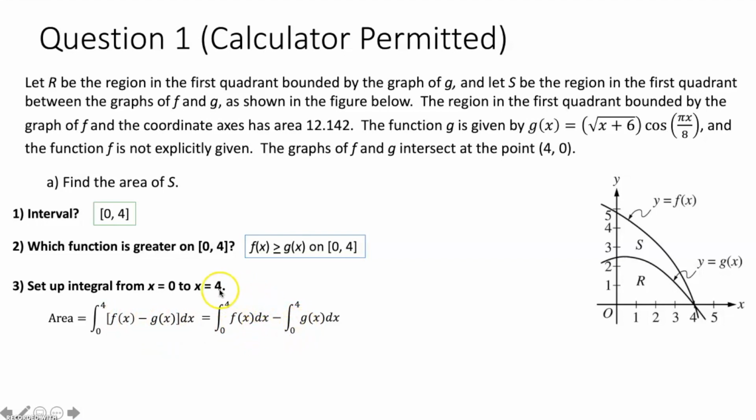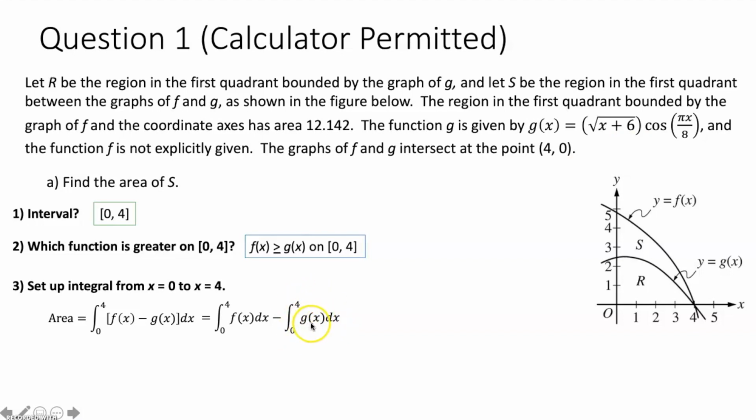Now we do this because the integral from 0 to 4 of f of x dx would be the areas of both regions here, S and R, added together. It would be this whole region underneath our function f of x and between our coordinate axes. Well, is there a way we can figure out what this is equal to? Well, if you look at the question, it says the region in the first quadrant bounded by the graph of f and the coordinate axes has an area of 12.142. So all we have to do is recognize that the integral from 0 to 4 of f of x dx is that area that they're talking about. So we can take 12.142 and plug it in for the integral from 0 to 4 of f of x dx. But what about the integral from 0 to 4 of g of x dx?